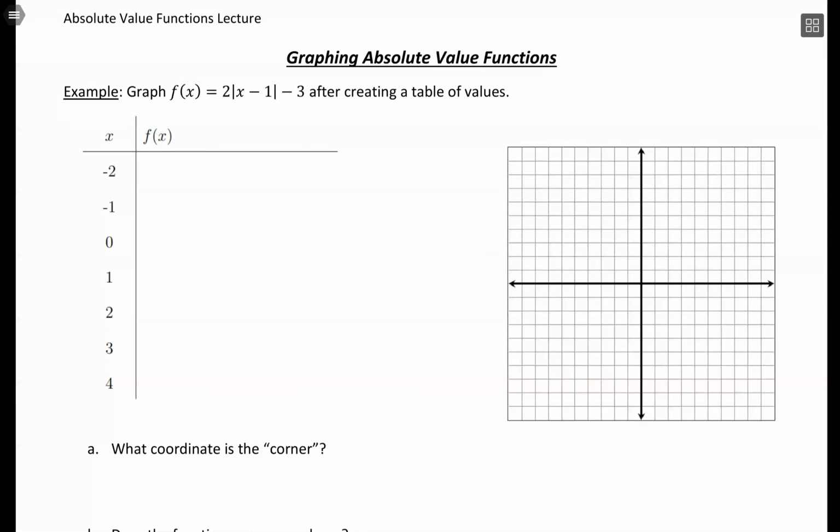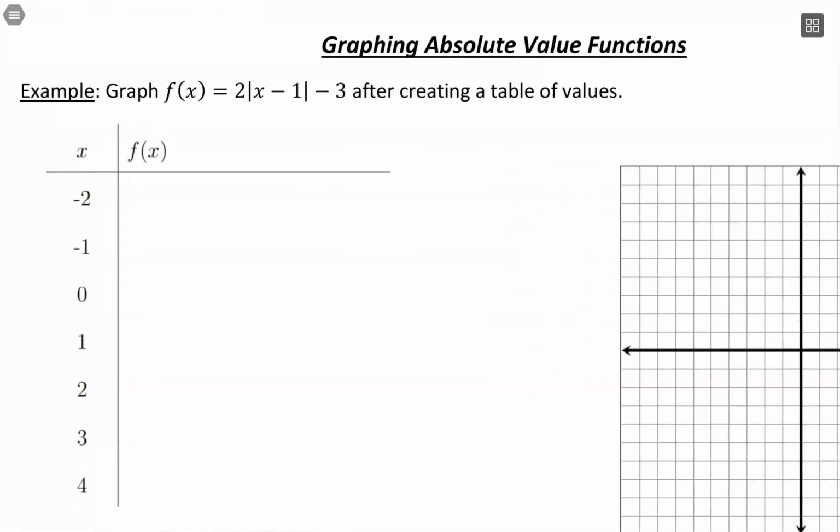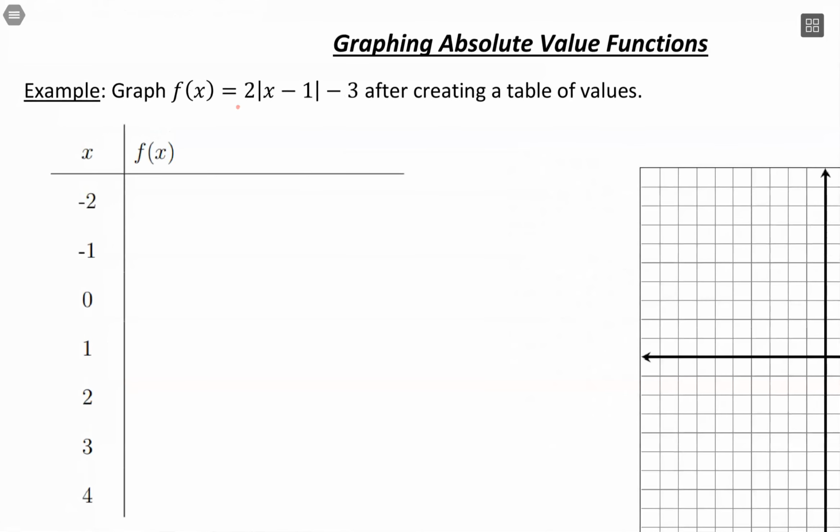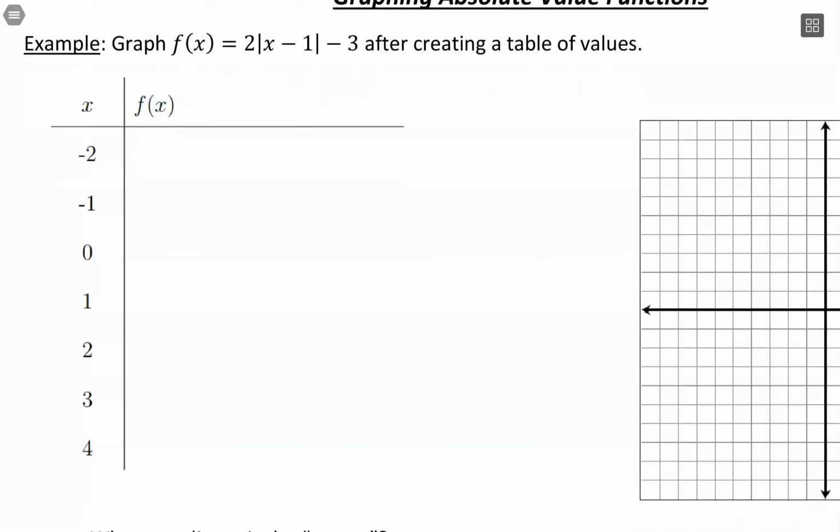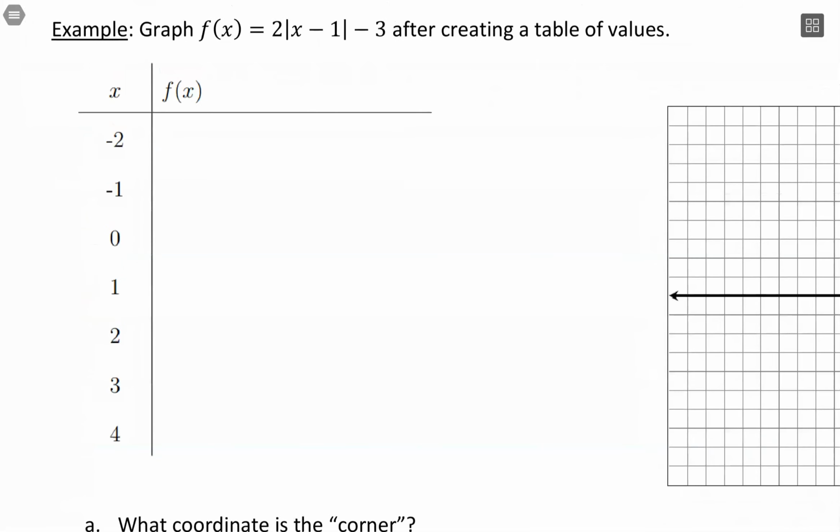So let's look at some more complicated graphs for our absolute value functions. What we're going to focus on is if we multiply with something on the outside of the absolute value, if we add or subtract something with x, and add or subtract something on the outside of the absolute value function. So let's make a table of values here. What we're doing is plugging in these values into our function.